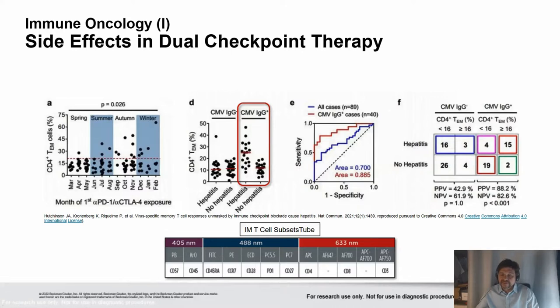And the difference between looking at all patients and only the CMV positive patients can also be seen by the areas under the curve, where the red area under the curve is much larger and represents only the CMV positive cases. So if they would combine the information about CMV reactivation and the information obtained from the IMT cell subset tube, which is the proportions in the CD4 T cell compartment, they could come up to a situation that is depicted on the upper right, where with a threshold of 16% of effector memory cells in the CD4 compartment, they could decide whether a patient would have a high risk to develop hepatitis or not.